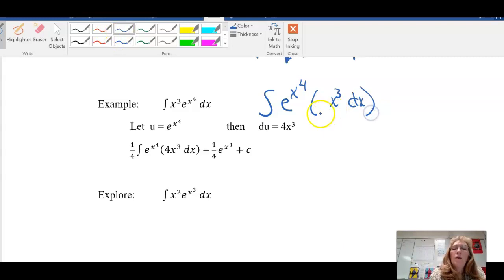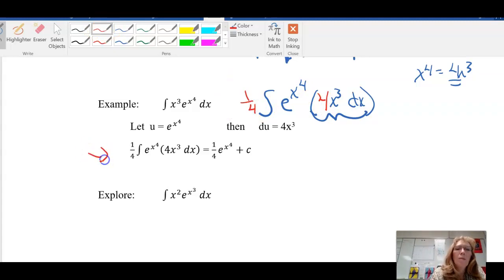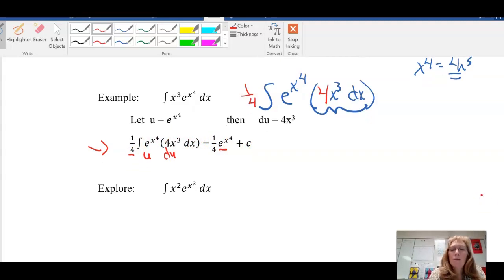All right, in order to get my derivative here, I know the derivative of x to the fourth is 4x cubed. So I need a 4. So we're going to multiply by 4 here and 1/4 here. That's how we came up with this. So now I've got my e to the u du here. We know the antiderivative of e to the x to the fourth is itself, the 1/4 from here plus c, and we are done. All right, your turn.